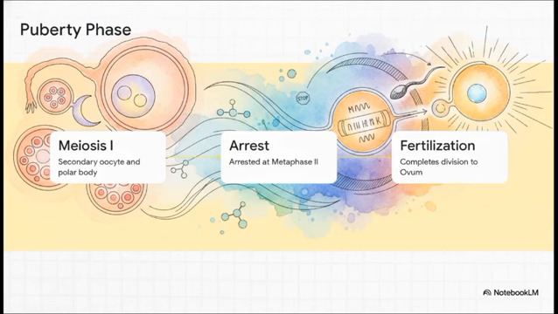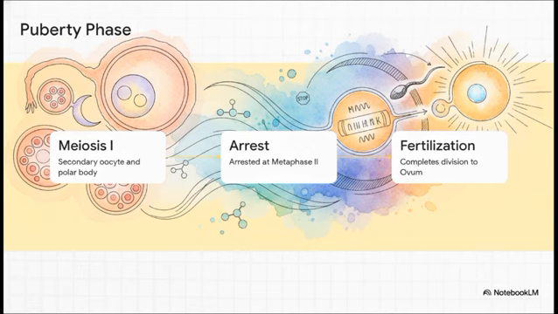Fast forward to puberty, hormonal cycles kick in, and that primary follicle matures into a Graafian follicle. That arrested primary oocyte finally gets to complete meiosis I. But look at this unequal division. It produces 1 massive haploid secondary oocyte and a tiny first polar body that basically just junks the extra chromosomes.